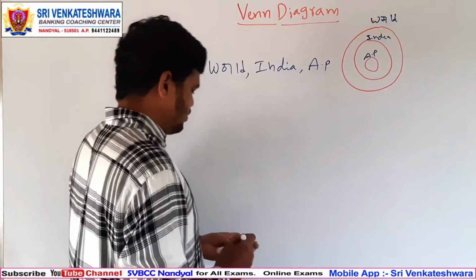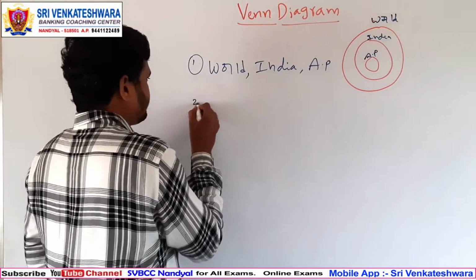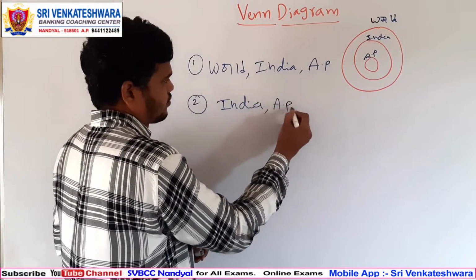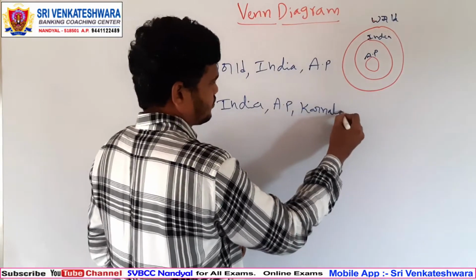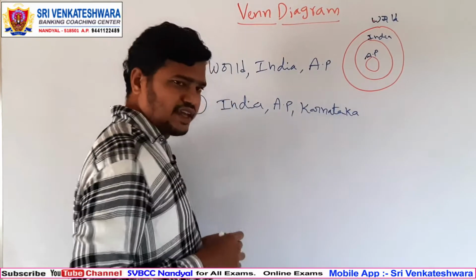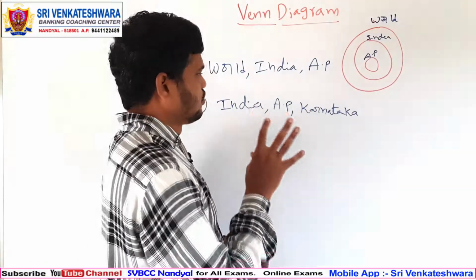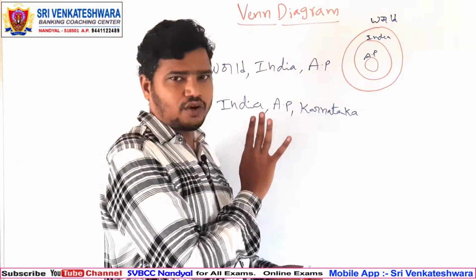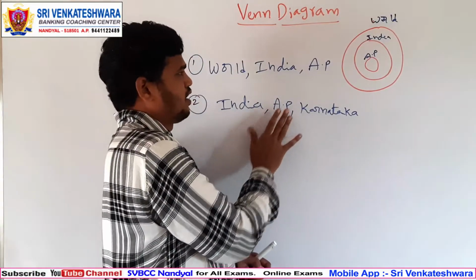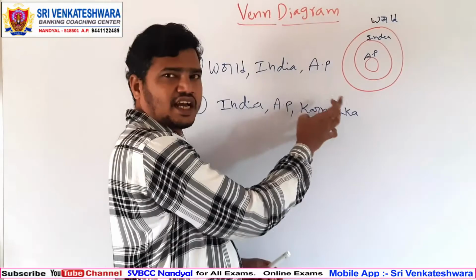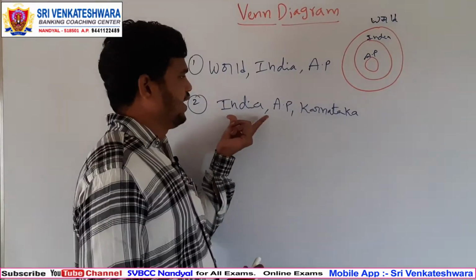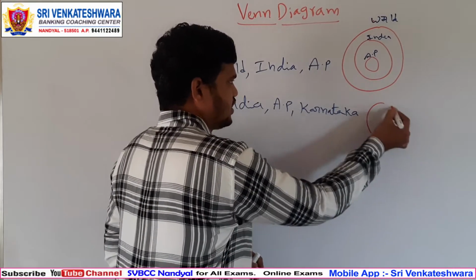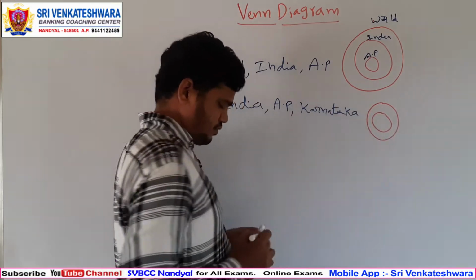Let us take another example: India, AP, Karnataka. What is the first step? You need to observe the relation of the given 3. We already have India and AP, so first we will draw this one. This is India. This is AP.